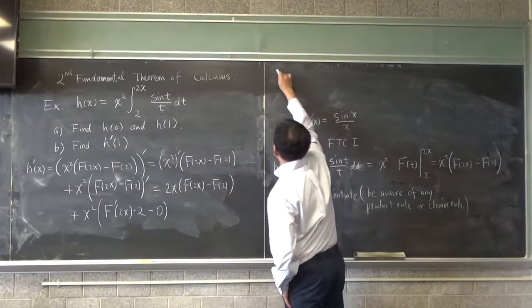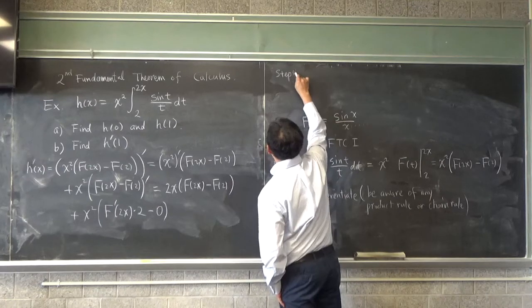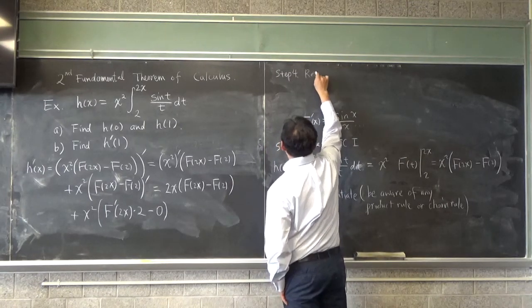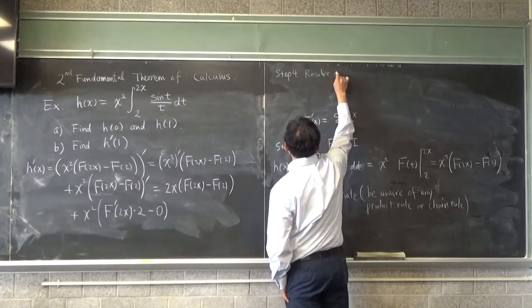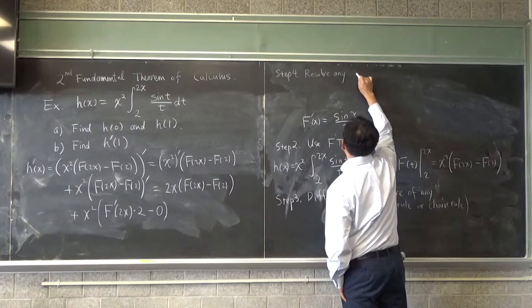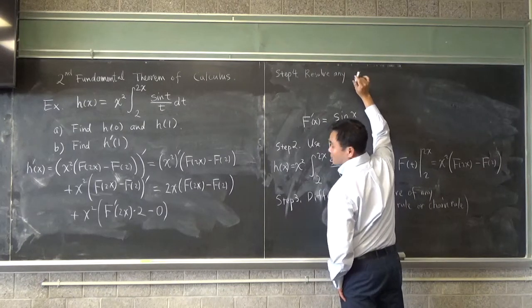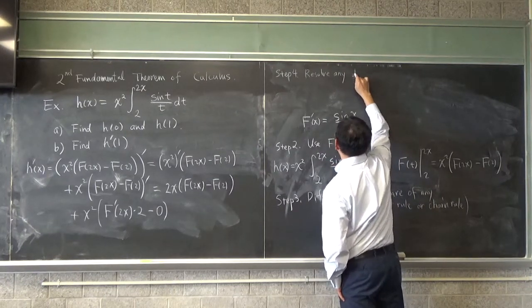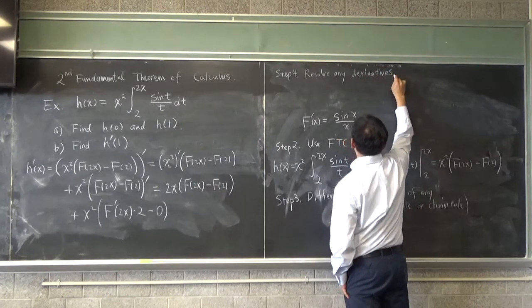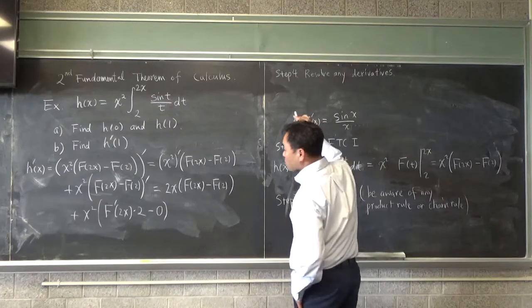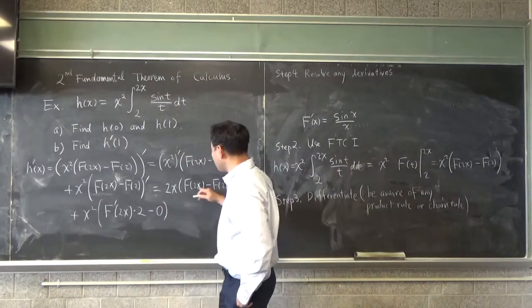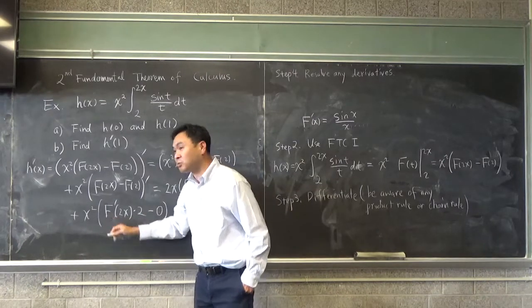So I would say step 4, resolve any derivatives you see. So I see F prime of 2x, that's still there, right? In this answer, these are okay, they don't have any derivatives, but this one, F prime.